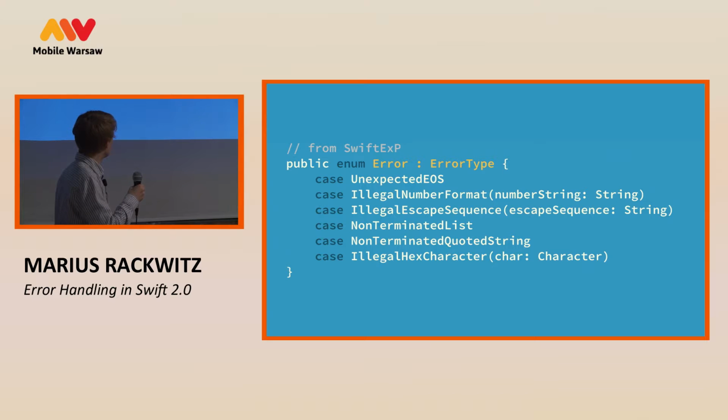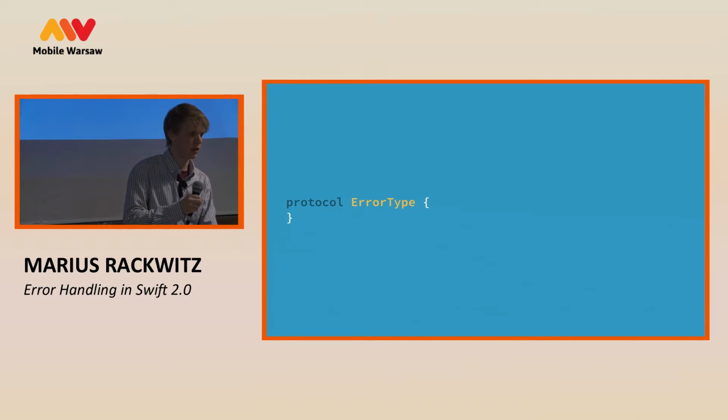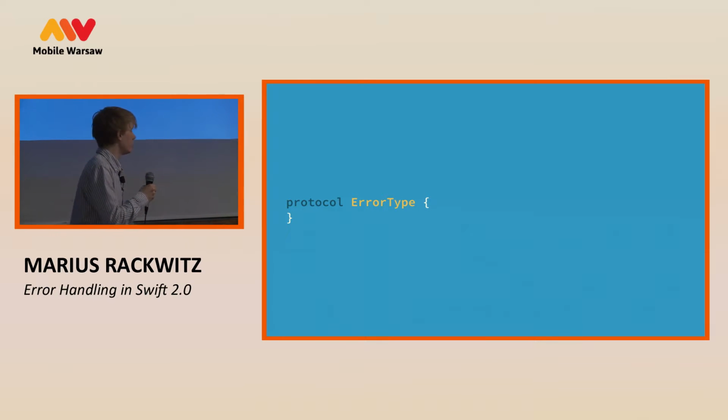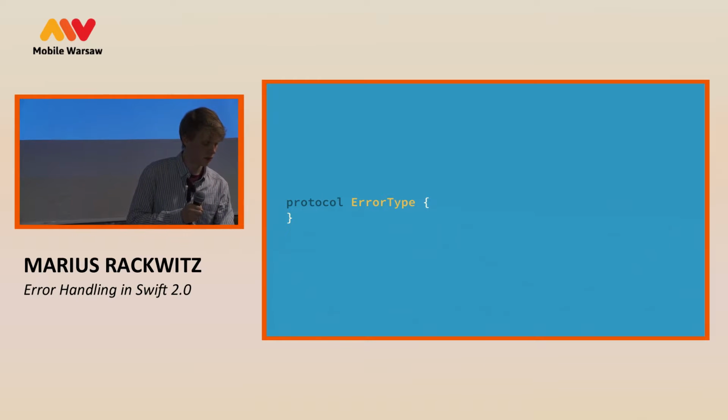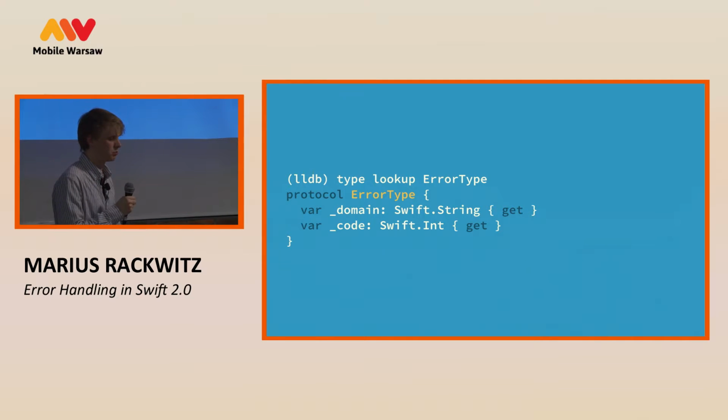What you can't do is have a raw value. But yeah, those are the possibilities you have. If you take a look into this standard library, command-click on Error type, you will see that that's not too much. If we inspect that at runtime with LLDB, we will see just a little more. The compiler knows a little more about it. And there are two hidden properties, which are domain and code.